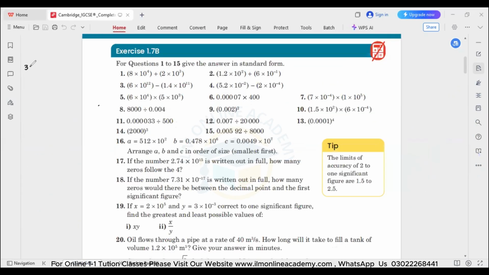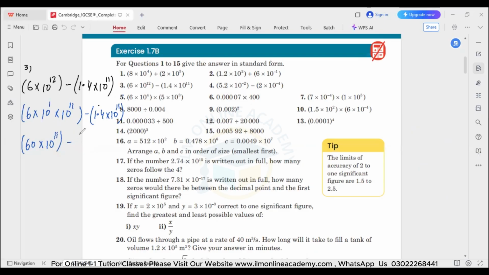The similar rule applies for subtraction, just the way we have done the addition. And this is also really easy. We have been given 6 times 10 power 12 and negative 1.4 times 10 power 11. Again, 10 power 12 is easier to break into 10 power 1 and 10 power 11. Okay, 11 plus 1 will give you 12 again. Negative 1.4 times 10 power 11 as it is. So 6 times 10 will be 60 times 10 raised to the power 11. Negative 1.4 times 10 raised to the power 11.